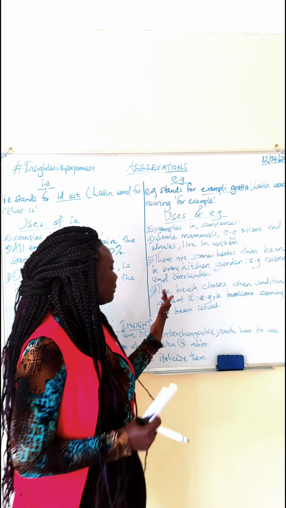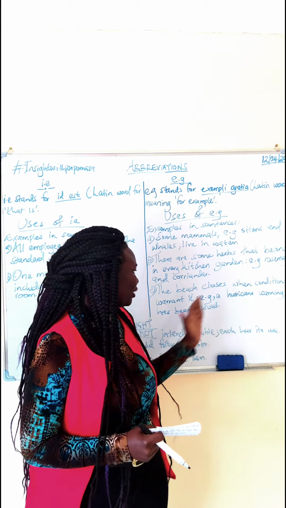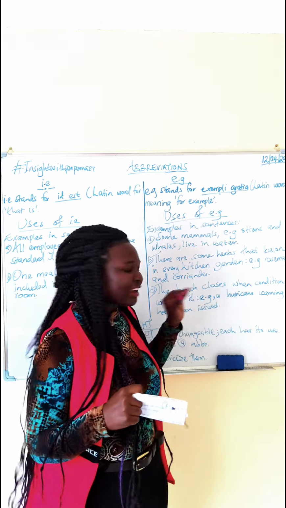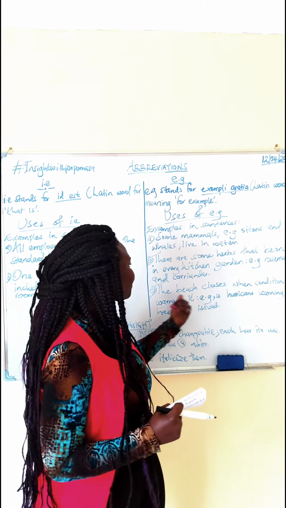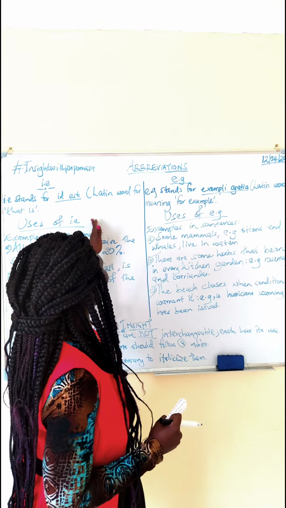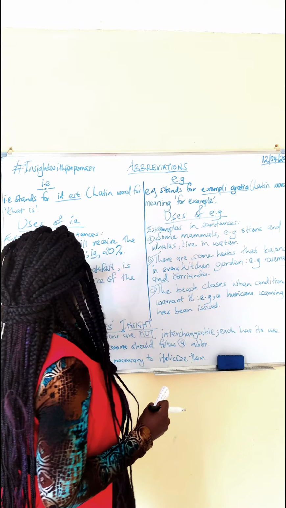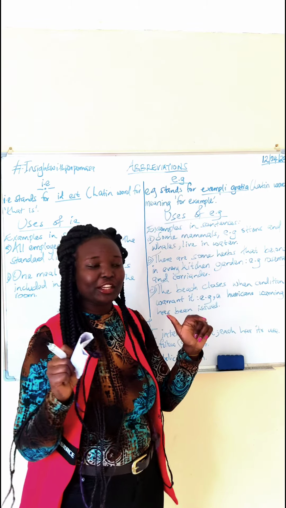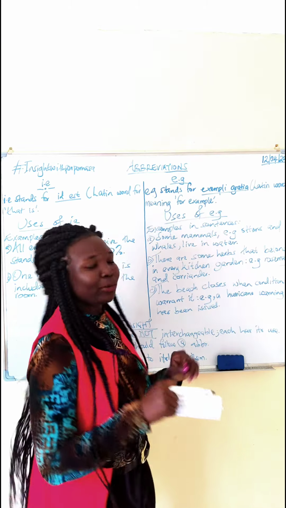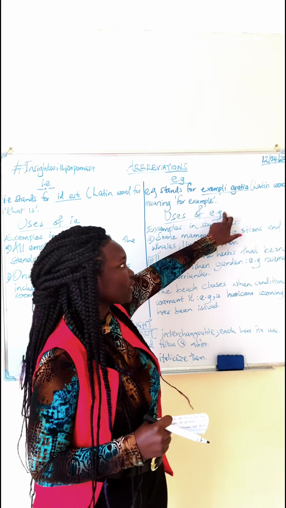And then lastly, the beach closes when conditions warrant it, for example a hurricane warning has been issued, meaning that here we're giving an instance or an example that calls for the closing of the beach. So you learn that this one means that is and this one means for example. When you want to specify the content, or to be more precise, you use IE. But when you want to give an illustration or an example, you use EG.